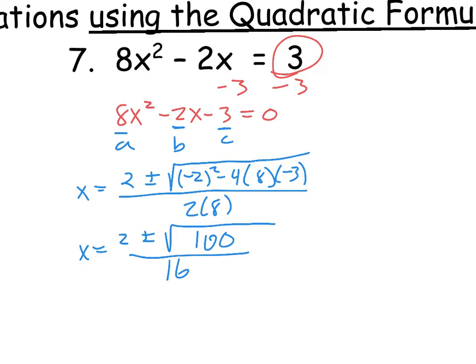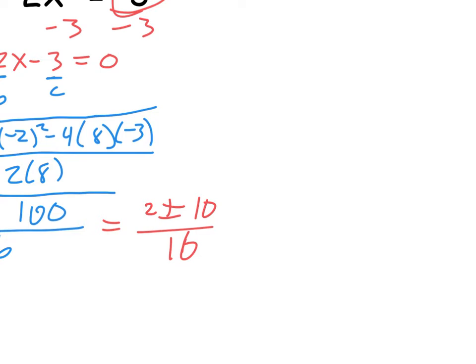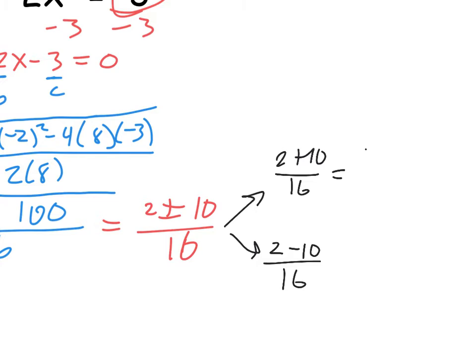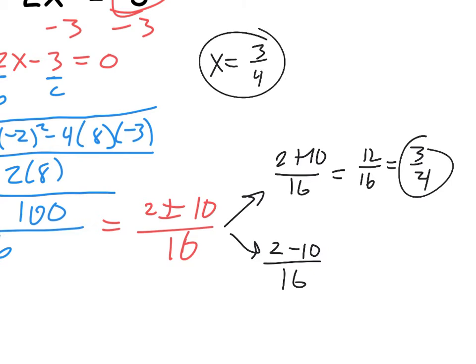And I'm hoping you know the square root of 100 is 10, so this is equal to 2 plus or minus 10 over 16. Let's break it up here. That's 2 plus 10 over 16 and 2 minus 10 over 16. 2 plus 10 is 12, so that's 12 over 16. You can reduce that down to 3/4. So x equals 3 over 4, or you could put 0.75, that's fine.